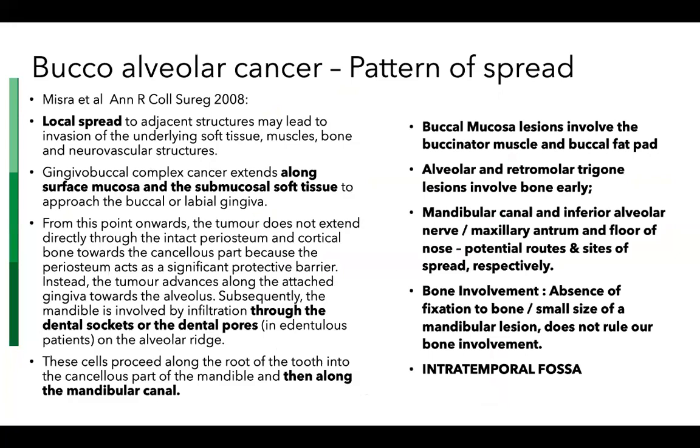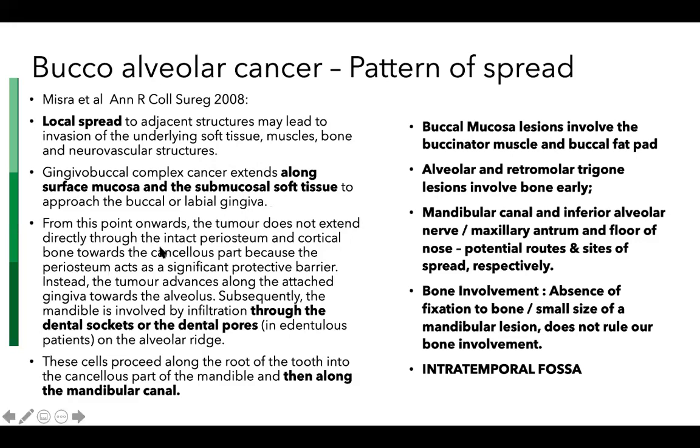And that brings us to the pattern of spread of this tumor. So one is that it may have local spread to the adjacent structures, which may lead to the invasion of underlying soft tissue, muscles, bone and neurovascular structures. I will read through this entire slide because this is important. Gingivobuccal complex tumors extend along the surface mucosa and the submucosal soft tissue to approach the buccal or the labial gingiva. So any buccal mucosa lesion can also involve the gingiva. We know that it is important for us to assess the gingivobuccal sulcus for this reason.